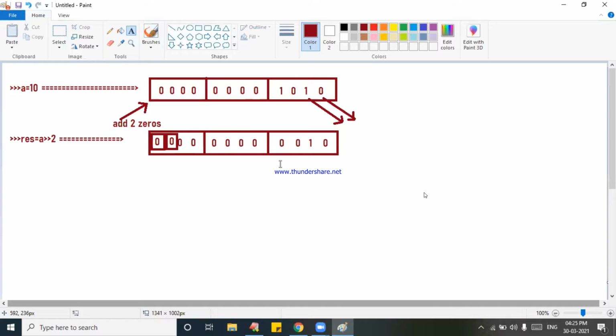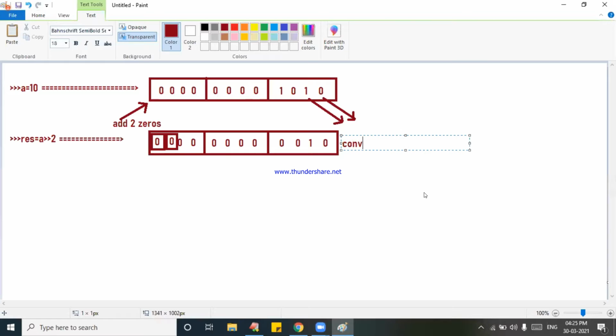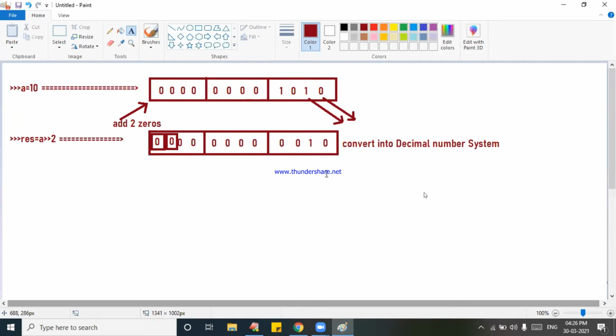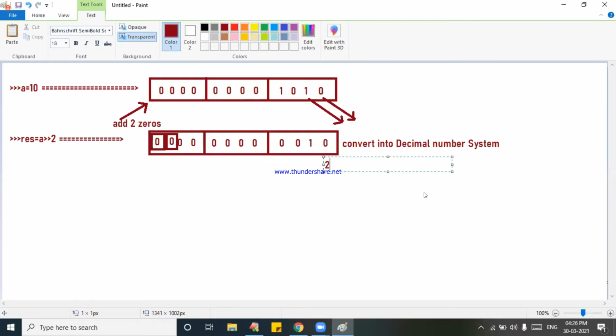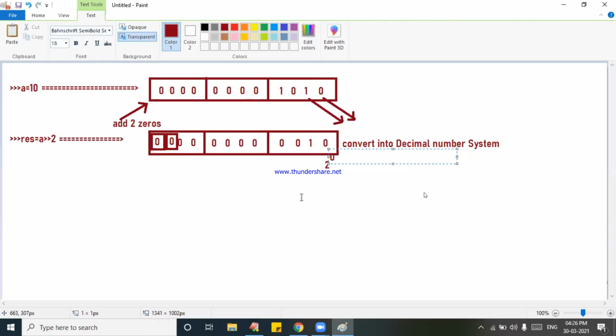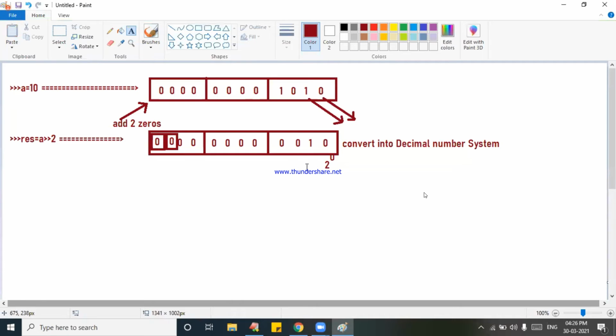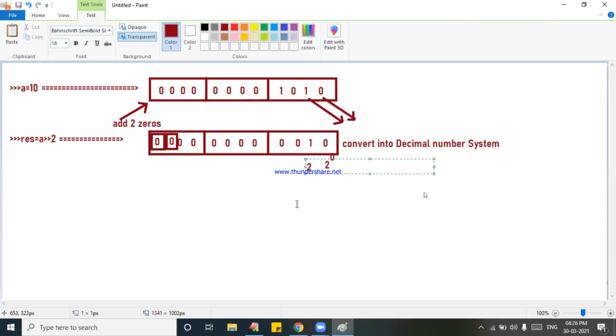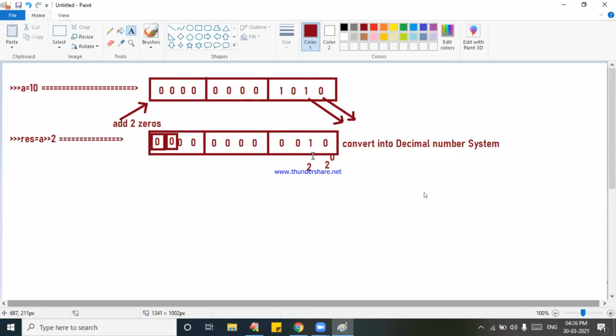Don't worry. Now convert. The result I want to convert. Convert this number into the decimal number system. When you convert into the decimal number system, what is happening? You just see. Tell me, it is called what? 2 to the power of 0. Next is 2 to the power of 1. This is called 2 to the power of 1.